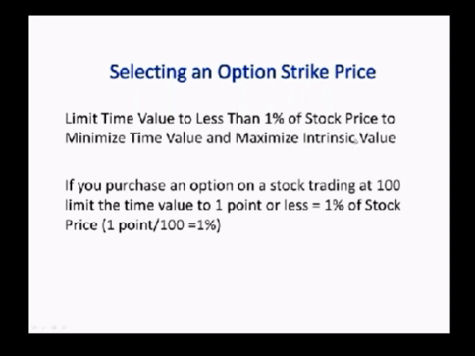As an example, if you purchase an option on a stock that's trading at 100, you want to limit the time value portion of that option to 1 point or less. That would be 1% of a stock trading at 100. So if you're buying a call option on a stock trading at 100, you want to limit that time value portion of the option to 1 point or less, which would be 1% of the stock price.